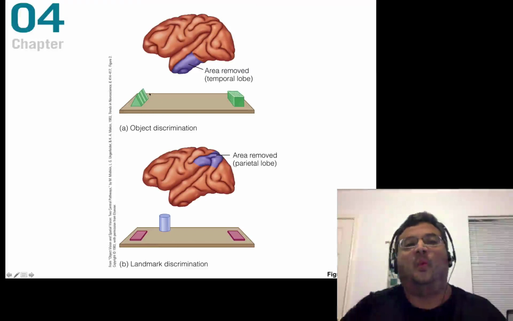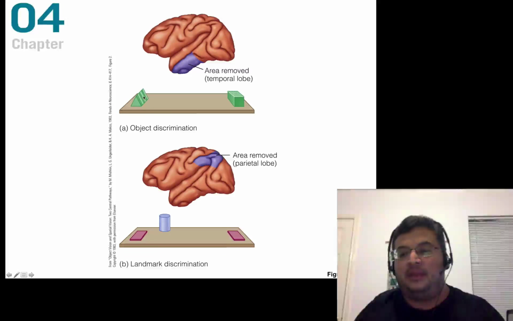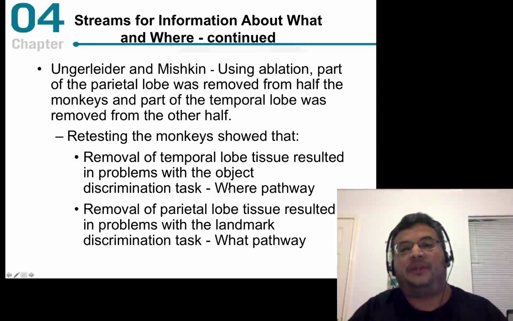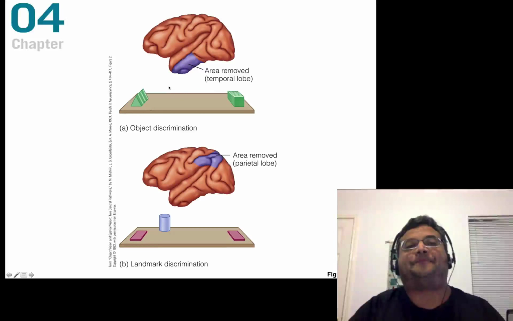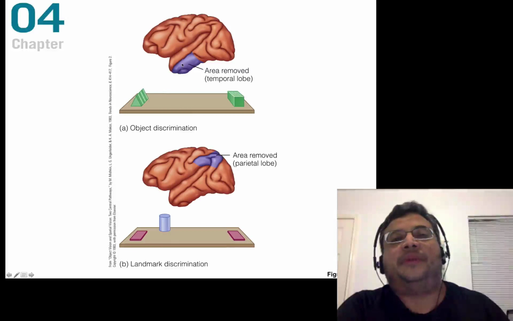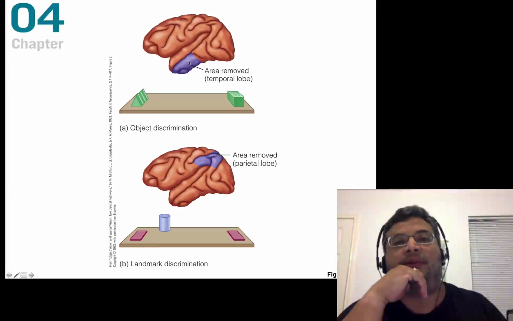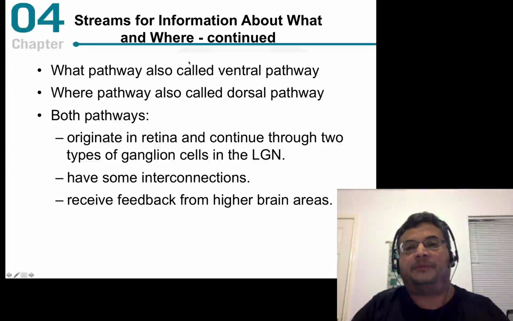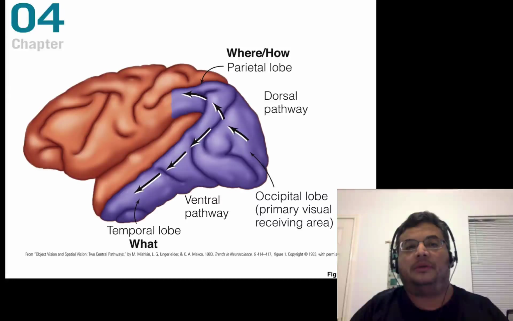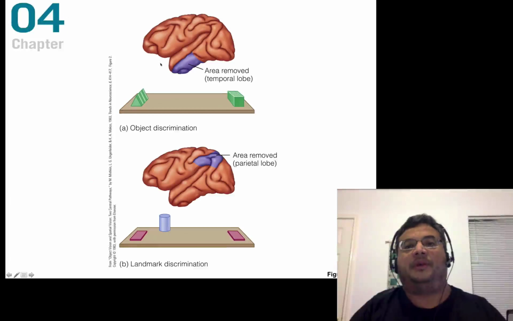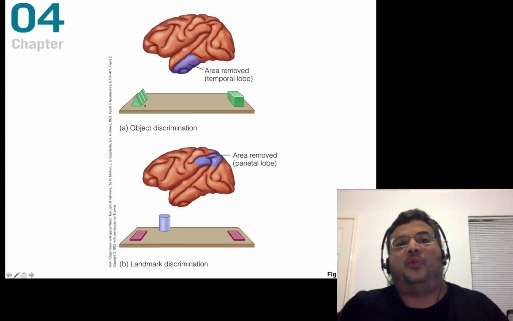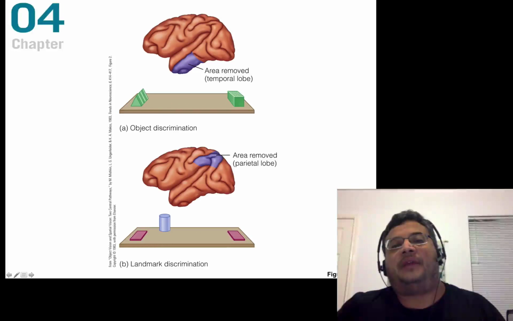So the what pathway. I know your slide here says where. That should say what. That's a misprint. But this tells us it's discrimination with the what pathway. Yeah, so it says what here. So discrimination with the what: is it this object or this object? So what.